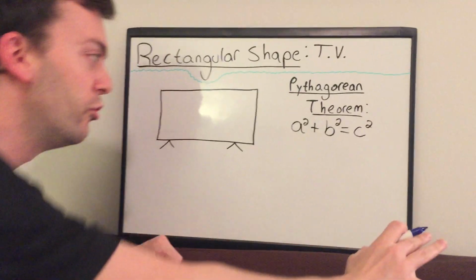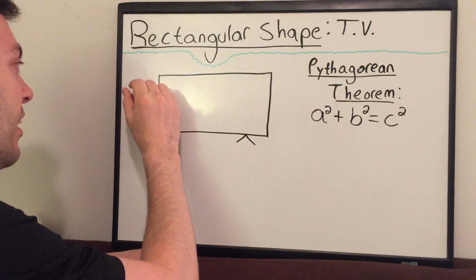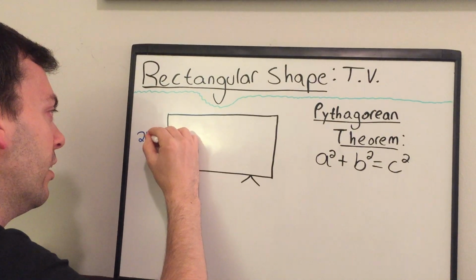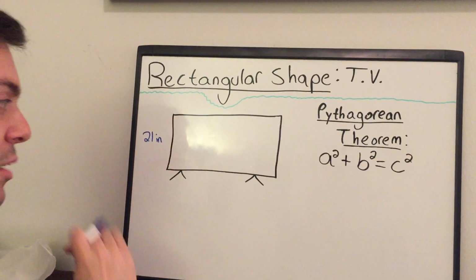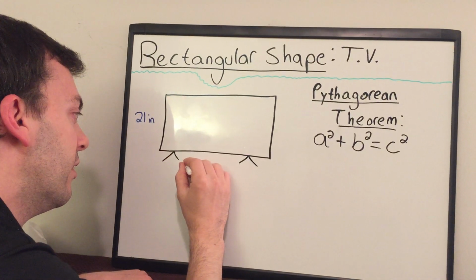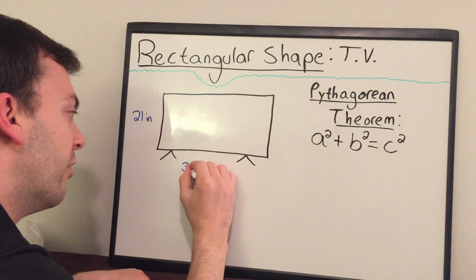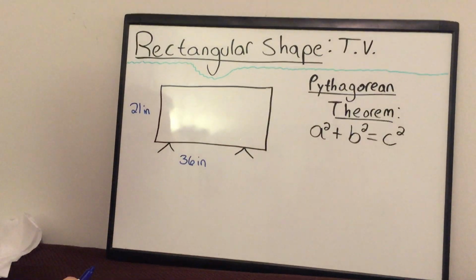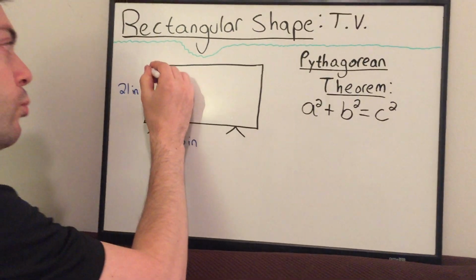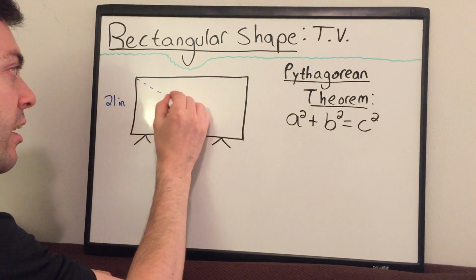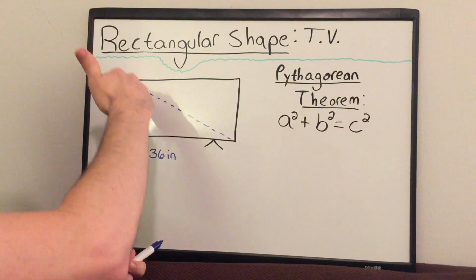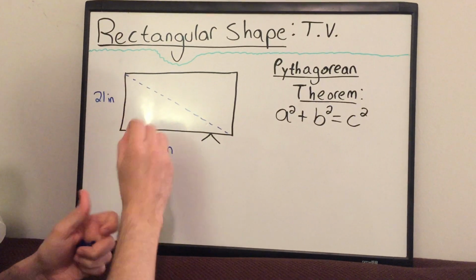Now I'm going to plug in what I got. We said that the height part of my TV was 21 inches, and the bottom part, or the width of our TV, was 36 inches. Now let's go over to the Pythagorean theorem, because we want to find this diagonal right here. Finding this hypotenuse creates a right triangle.